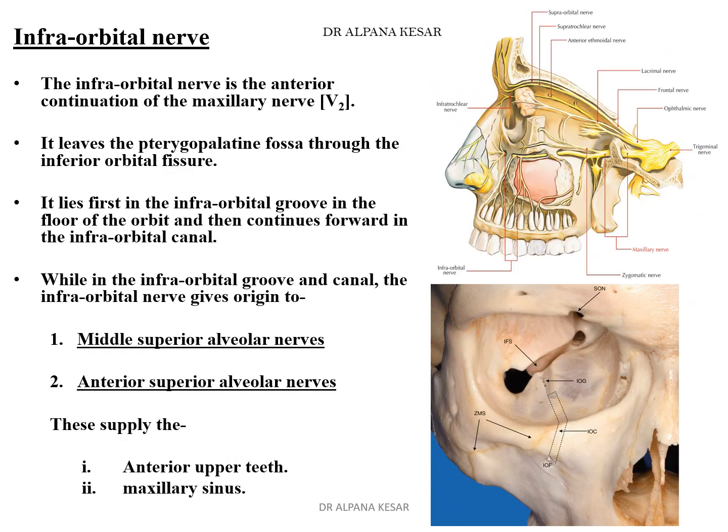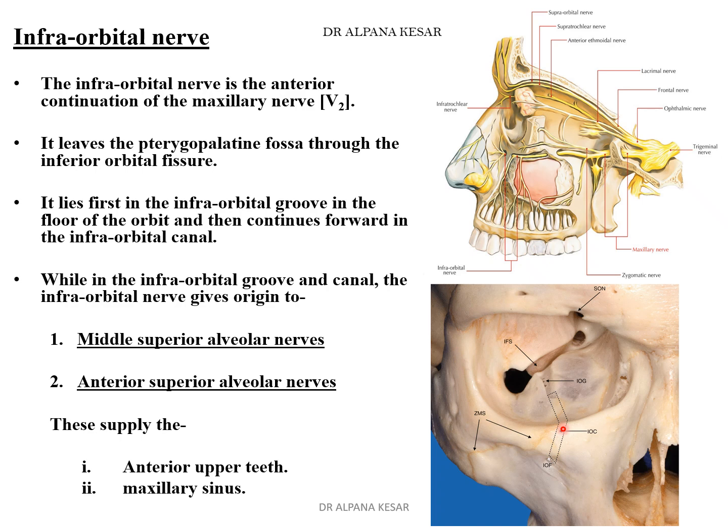The fourth branch of maxillary nerve is infraorbital nerve. Infraorbital nerve is also called the forward continuation of maxillary nerve. When the maxillary nerve passes through the inferior orbital fissure, it enters the orbit, and then it is known as the infraorbital nerve. After passing through inferior orbital fissure, the infraorbital nerve traverses through infraorbital groove and canal.